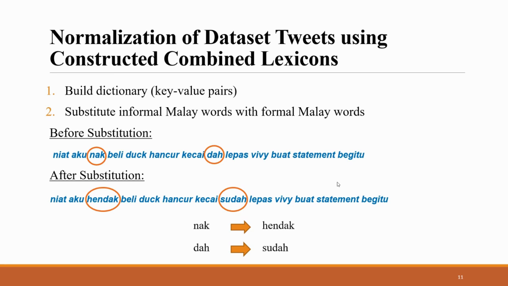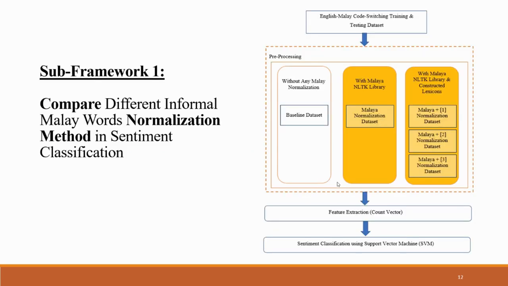So this one is before substitutions using our lexicon. We still have the abbreviations nak and dah. They cannot be normalized by Malaya. So after we use our lexicon and substitute it, the abbreviation nak is replaced with hendak and dah is replaced with sudah. So next is our view of our proposed classification framework.